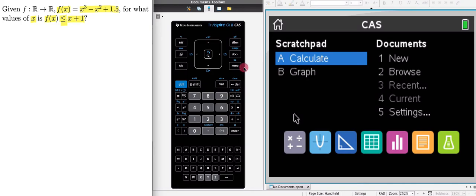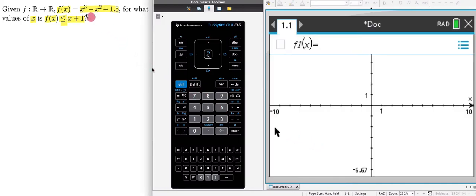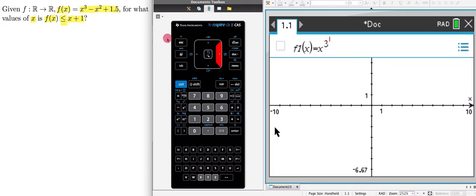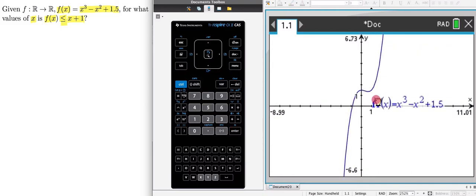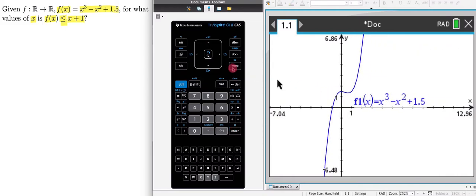So we're going to use our CAS and we're going to come to our graph button here. And we're going to begin by putting in our function. So it's x cubed minus x squared plus 1.5. You hit enter and there's our graph. Perfect. Let me now zoom in for a better look.